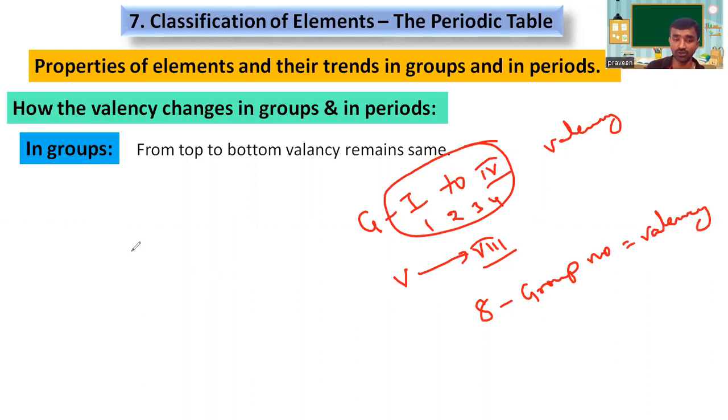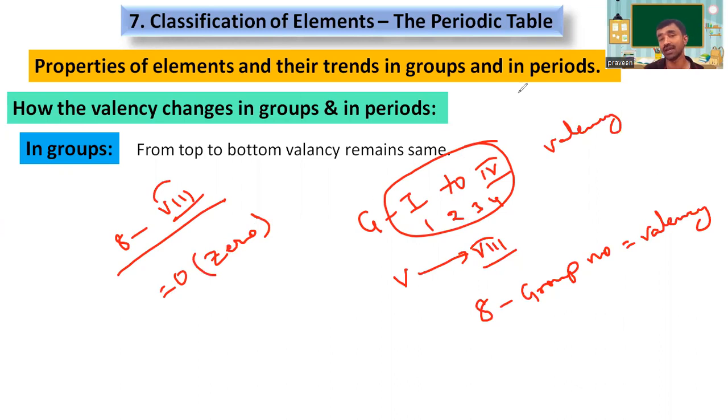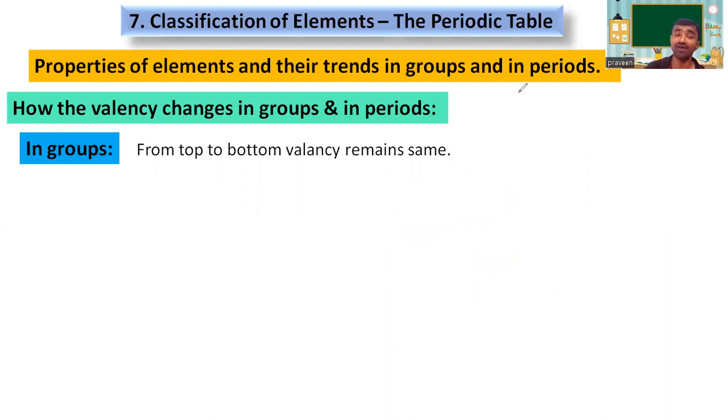So suppose the 8th A group is there. What is its group number? 8. So subtracting, 8 minus 8 gives 0. So that 0 is the valency of group number 8. Like this, similarly, you can find out the valency of the elements. So valency remains the same within the same group.